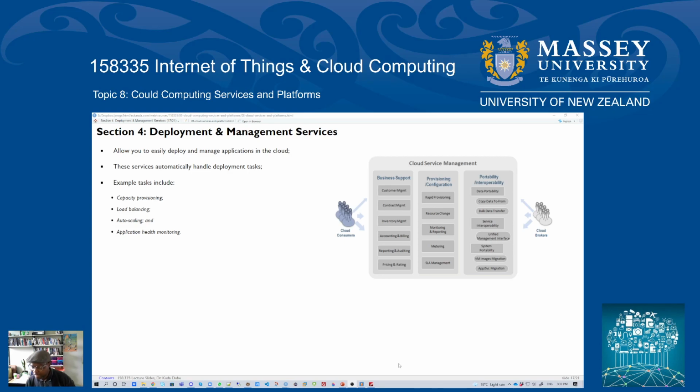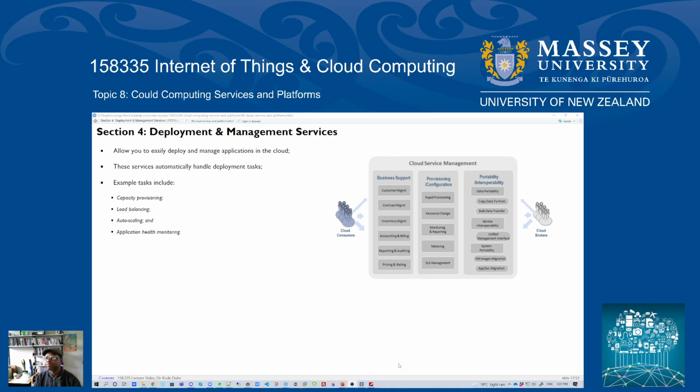Right, the diagram on the right is a summary of cloud service management. This is divided into 3 types, and of course cloud consumers interact with cloud service management and also cloud brokers. The types are business support, provisioning and configuration, portability and interoperability. Right, when you look at business support, you are looking at basically customer management, contract management, things like inventory, accounts and billing, reporting and auditing, and pricing.